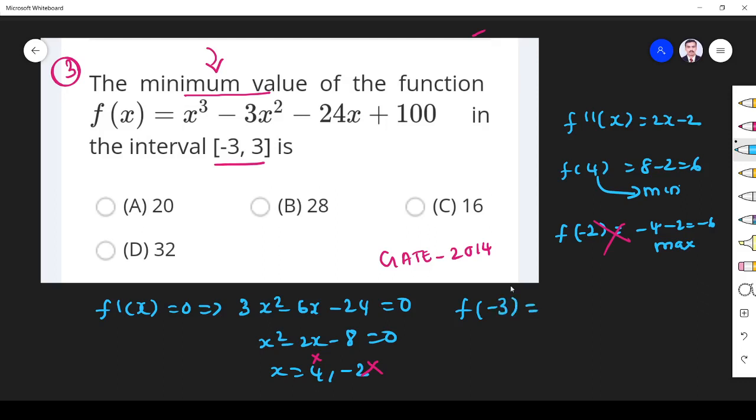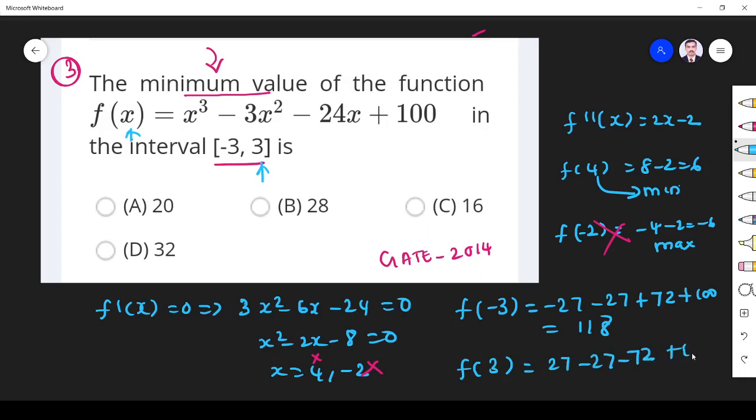So find f of minus 3. If you find f of minus 3, what happens? Minus 27 plus 72 plus 100 when you substitute x is equal to minus 3. That gives 118. Similarly, you substitute the next value, f of plus 3. That will give 27 minus 72 plus 100. That will give 28. So out of this, which is the minimum value? Between these, 28 is the minimum value. So the minimum value is 28, right? We follow the same procedure as the second problem. Okay.